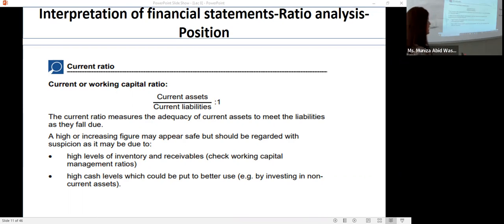On the other hand, high cash levels could be put to a better use. If the organization is not investing its cash anywhere, it means that it is wasting its resources. Cash is a resource which, if it is not used anywhere, at least has to be invested somewhere so that it can try earning interest on it. So it should not be vacant. Instead of having high levels of cash, it should be put to a better use, that is, by investing in non-current assets.